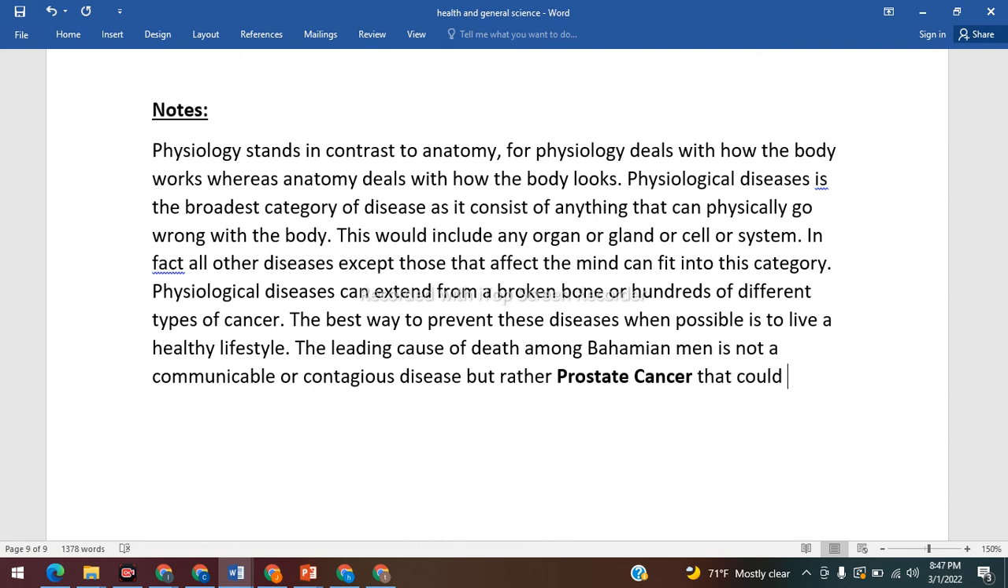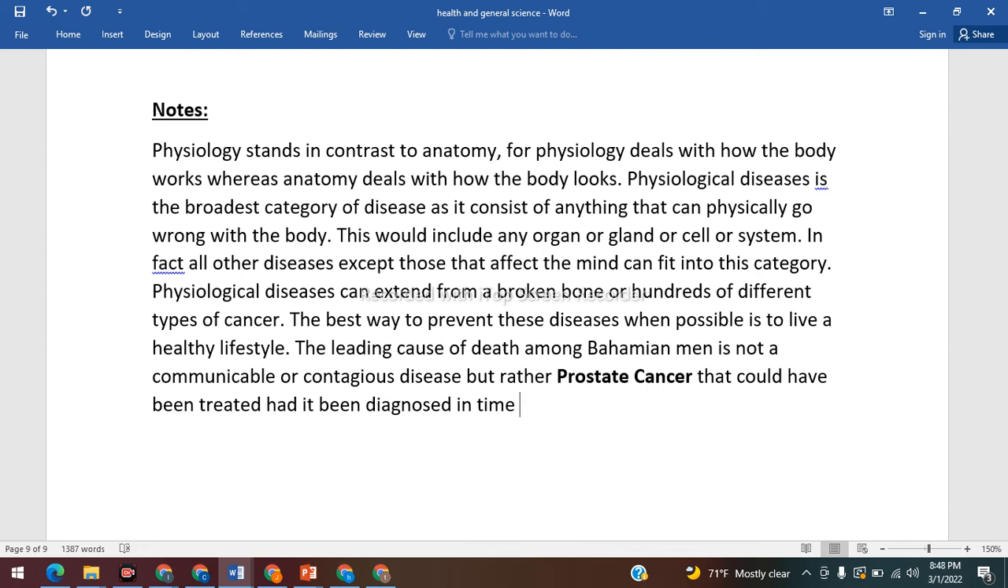Prostate cancer could have been treated had it been diagnosed in time. So sometimes, especially with physiological disease, if people would either live a healthy lifestyle or go to the hospital in time. Sometimes we see stuff in our bodies and we wait until it's so bad.